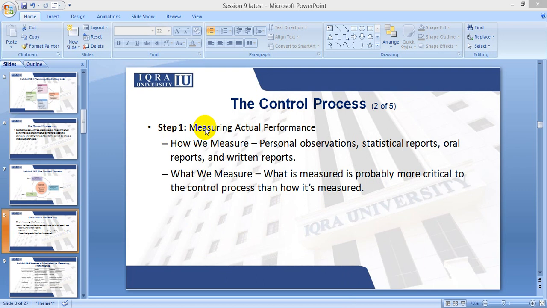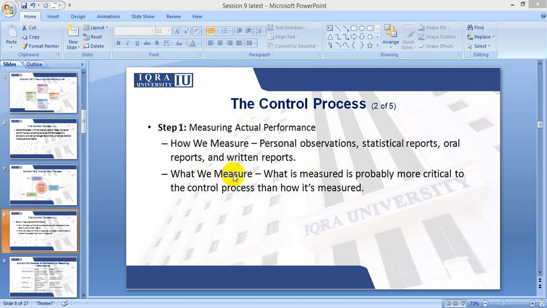So now let's start with step number one. In detail, we are going to discuss how we ensure the measurement of the actual performance. What are those tools which help us in measuring the performance? So how do we measure? We measure with the help of personal observations. We are going to discuss that in detail as well. And then statistical reports, then oral reports and written reports.